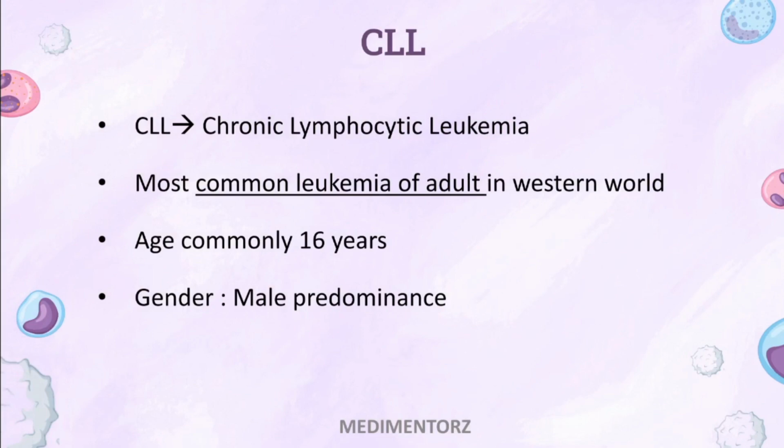This CLL is also known as SLL or small lymphocytic lymphoma. The CLL is the most common leukemia of adults in the Western world. The incidence is commonly after 60 years of age and it has a male gender predominance.